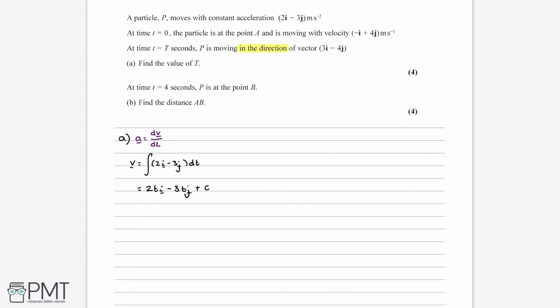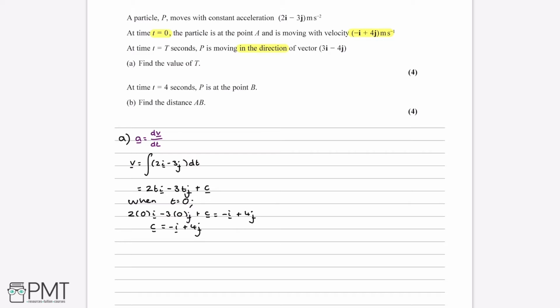Then because this is indefinite integration, we have to add a constant plus c, which in this case is also a vector. Now we want to find what c is, so we can get a complete expression for velocity, because this isn't quite complete. To find c, we can use more information from the question: at time t equals 0, the particle is moving with velocity minus i plus 4j meters per second. So when time is equal to 0, this expression, where we replace t with 0, should be equal to minus i plus 4j. Given that these two terms both go to 0 because they're multiplied by 0, we know that c is equal to minus i plus 4j.